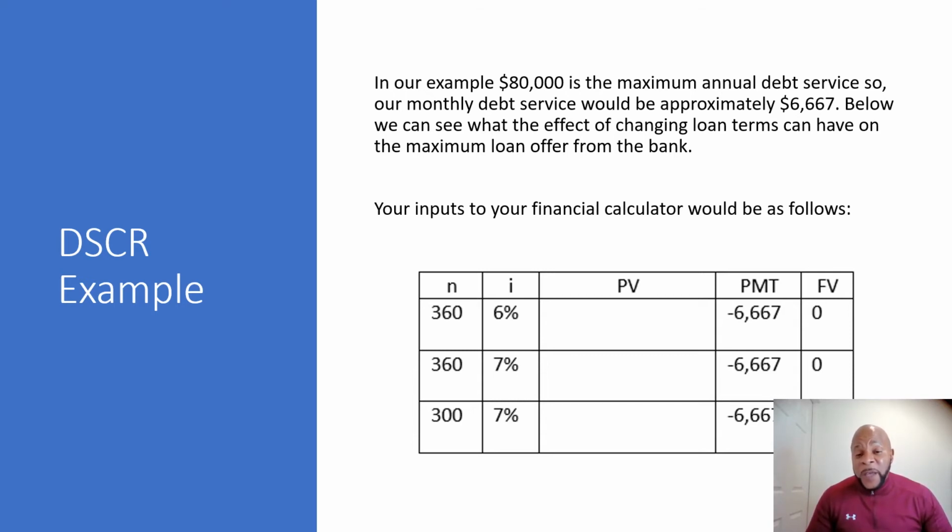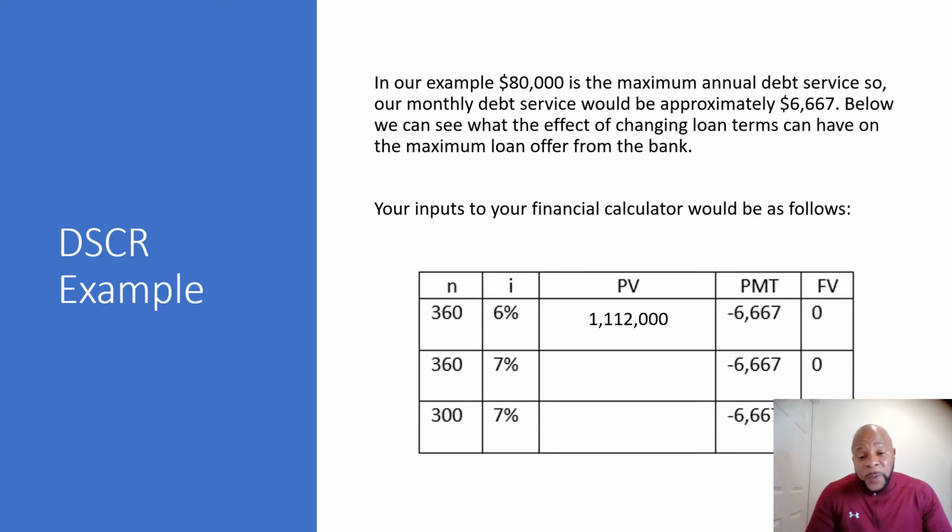So you take your financial calculator, and you would plug in for the period N, in this case, 360 periods, which means we have a 30-year mortgage at 6%. We place it in the I, interest. For your payment, you put a negative 6,667, and your future value of 0, and then you would come up with $1,112,000. That would be the loan amount that the bank will lend in this scenario.